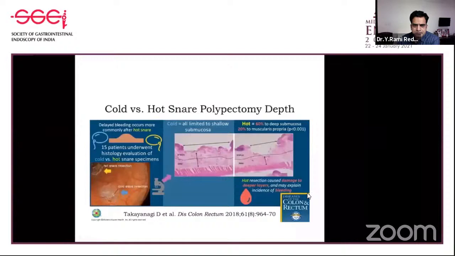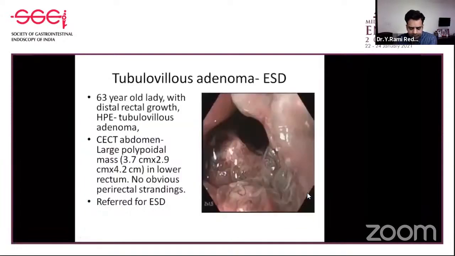So, cold and hot snare polypectomy. What they're worried about is damage to the mucosa, so delayed bleeding occurs more after hot snare polypectomy. Fifteen patients underwent histological evaluation. What they did is look at how the histology appeared after polypectomy. With cold snare, the depth was only up to the shallow submucosa, whereas in hot polypectomy there was some depth damage, which is what they demonstrated. What we generally do is garland the polyp, pull it away from the mucosa and then snare it off. Even though we have not seen much delayed bleeding, this is what is advocated: try to do cold snare as much as possible.